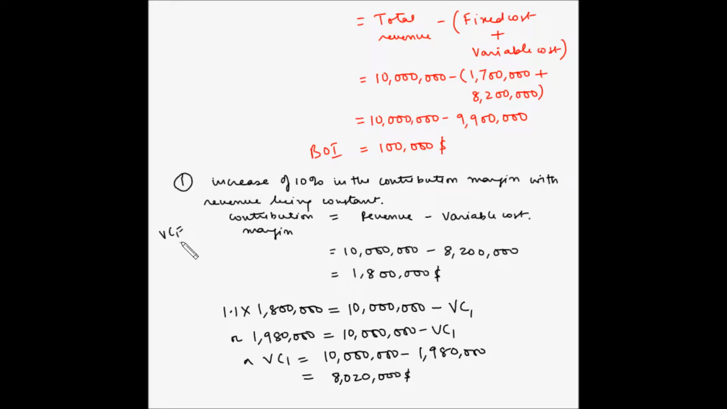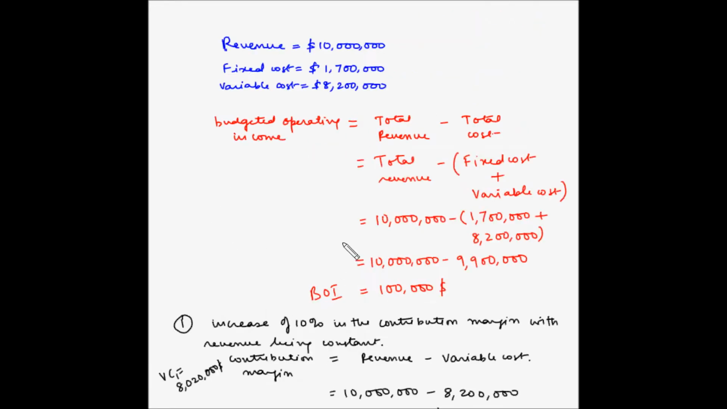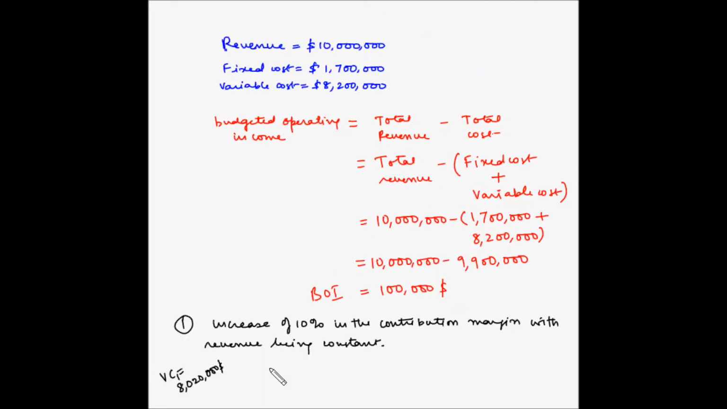VC1 is equal to $8.02 million. Let me remove this portion so that we can do the calculation for the new budgeted operating income. So the formula for the budgeted operating income is the same: total revenue minus total cost, where total cost is equal to fixed cost plus variable cost. So let's plug in the numbers. So total revenue is the same, 10 million, minus fixed cost is the same, 1.7 million, plus the variable cost, which is changed to 8.02 million.